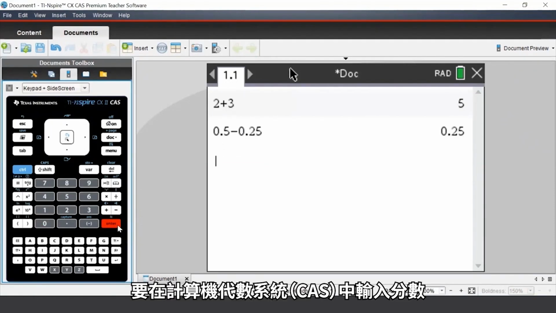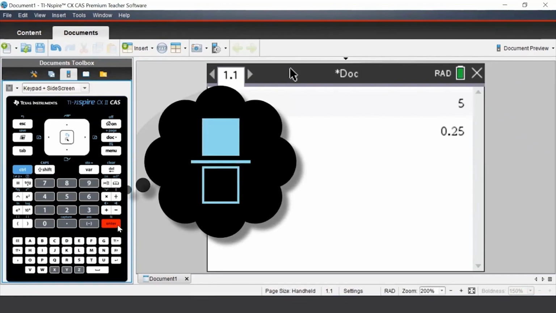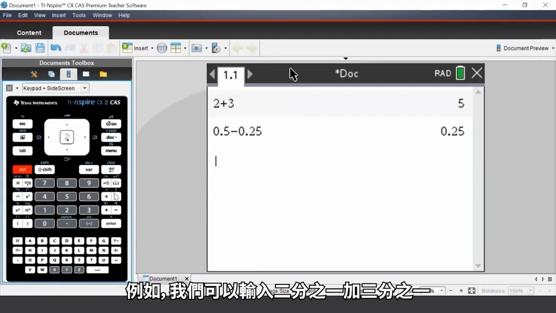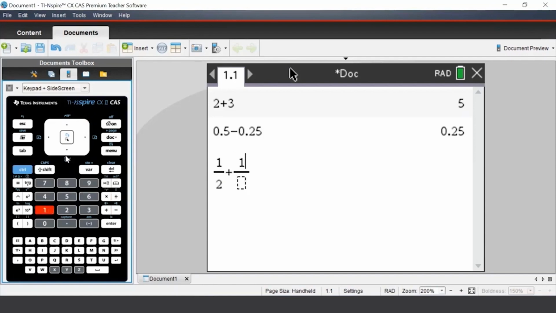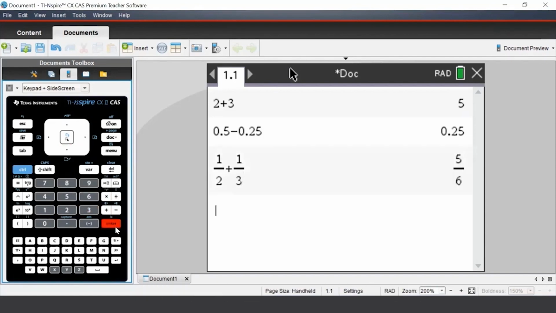To enter fractions into CAS, above the divide button, there's a little blue fraction template. To access that, we press Control and divide. For example, we can type in 1/2 plus 1/3. And once we're finished, we press enter.